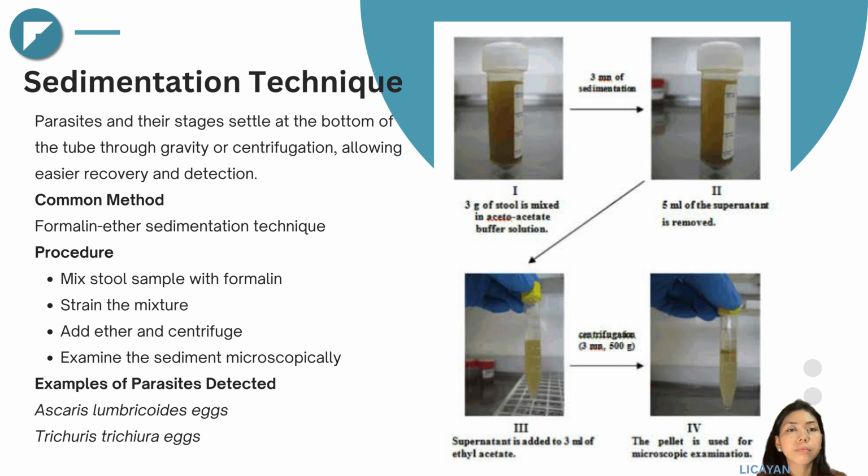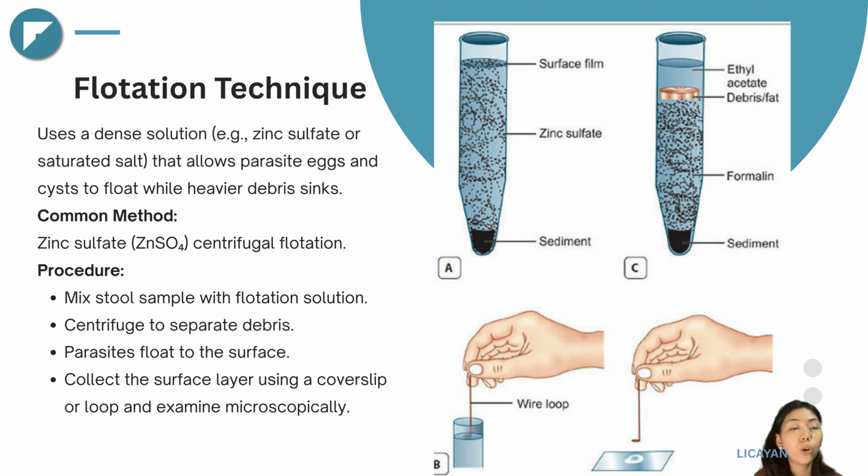In contrast to sedimentation, the flotation technique uses a dense solution such as zinc sulfate or saturated salt. Here, lighter parasitic eggs and cysts float to the surface while heavier debris sinks. The material collected from the top layer is then examined microscopically, so this method provides a cleaner background, making it easier to identify parasites clearly. Stool samples are initially mixed with flotation solution and centrifuged to separate the debris. Parasites then float to the surface, and we will collect this.